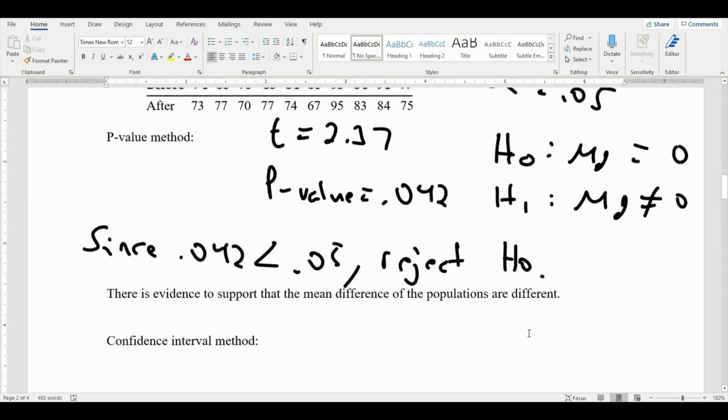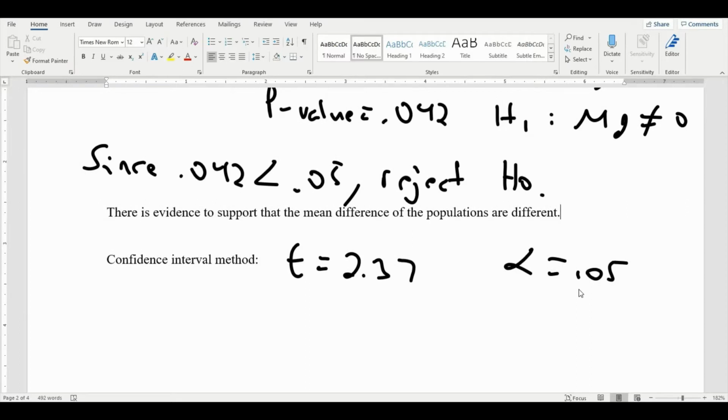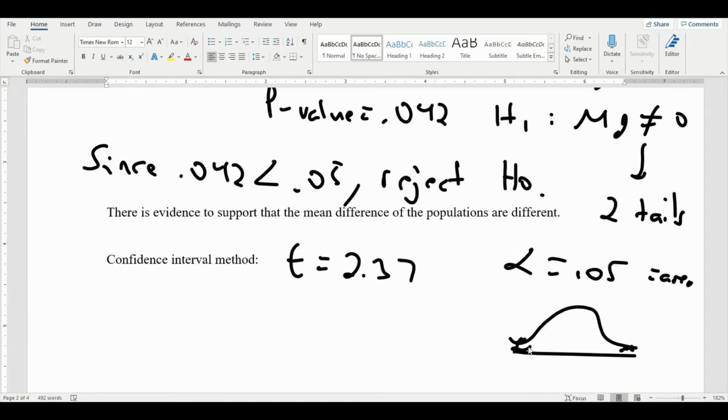Confidence interval method, that's where we're going to have to use the t statistic. And then we're also going to use alpha equal to 0.05. Well, we have to find a confidence level. To find a confidence level, I'm going to draw my picture of a t distribution. Not quite normal, but pretty close. And since it's not equals, that's 2 tails. What that means is that this alpha, which is the same thing as area, in both tails combined is 0.05, which means that's going to be 0.95 because 1 minus 0.05 equals 0.95.